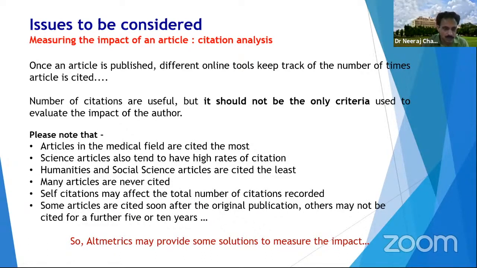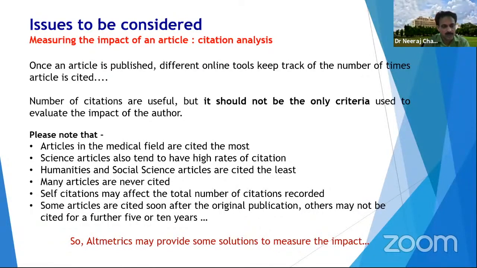Please note that I tried to point out some things, like articles in the medical field are cited the most. If you go through the articles published in the medical field, these articles will be cited more in comparison to papers or articles published in other fields. Science articles also tend to have high rates of citations. Humanities and social science articles are cited the least. Many articles are never cited. I will try to cover this aspect about the citations in tomorrow's lecture.